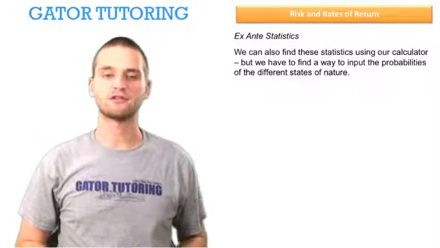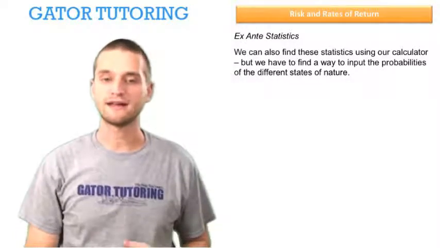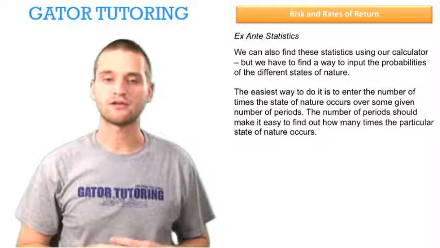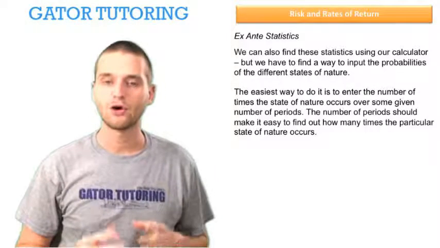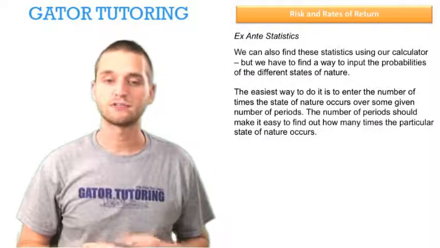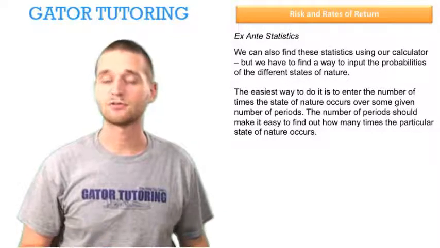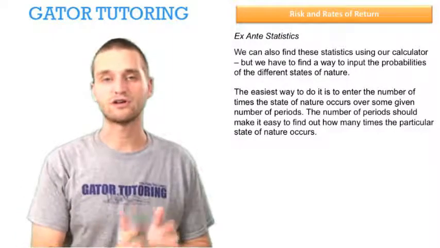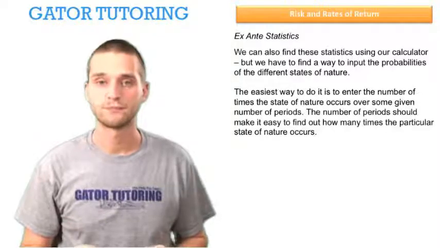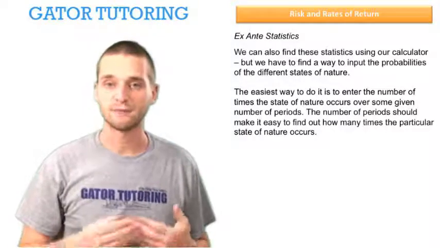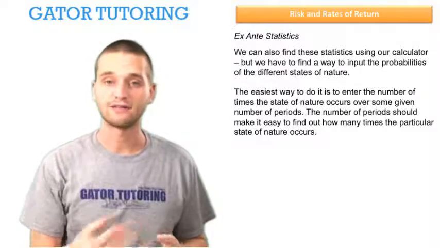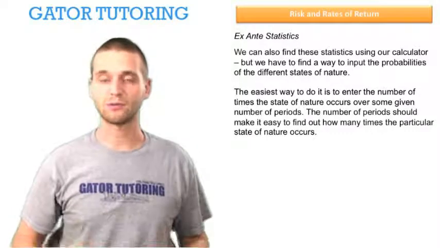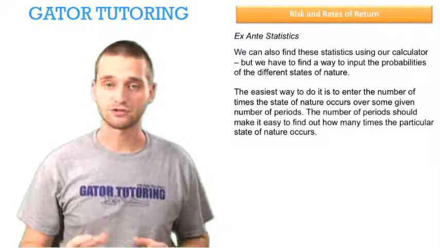We can also find these statistics using our calculator, but we have to find a way to input the probabilities of the different states of nature. The easiest way to do it is to enter the number of times the state of nature occurs over some given number of periods. The number of periods should make it easy to find out how many times the particular state of nature occurs. So in the last example, we had some probabilities associated with two different periods that were occurring in the future. And if we wanted to use our calculator to find the mean, the average expected rate of return, and the standard deviation, well, we can't just put in the return that occurs in each period. We have to find out some way to incorporate the probability estimates of the future states of nature.